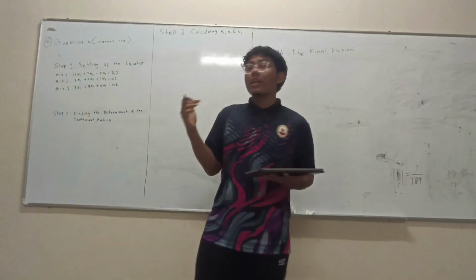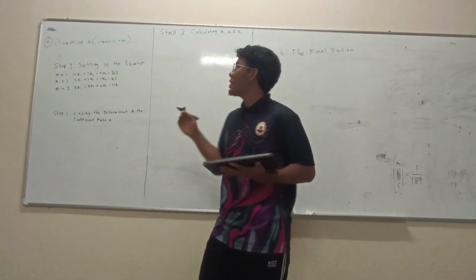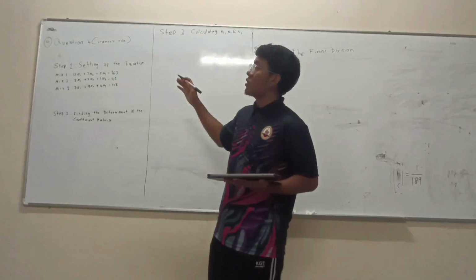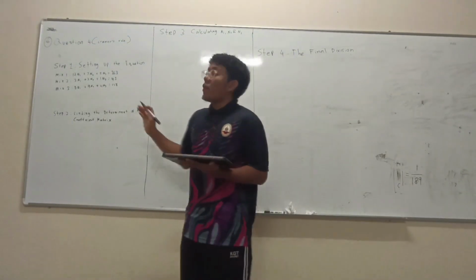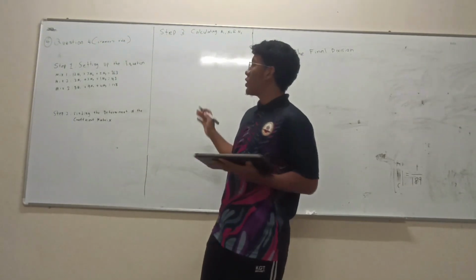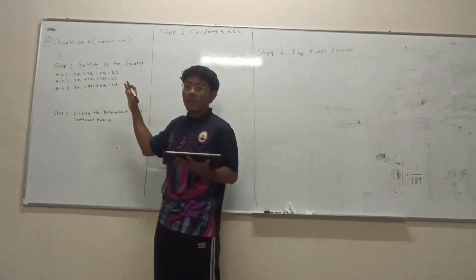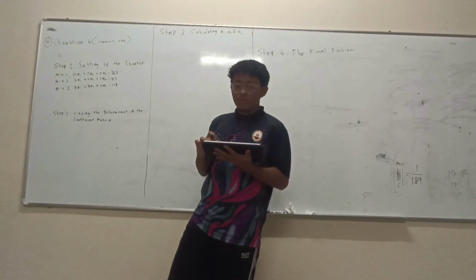My name is Mohammed Ismail. Now I will present how to do a matrix using Cramer's rule. I will do question 4. So this is step 1. We need to set out the equation. This is the equation given in the question.